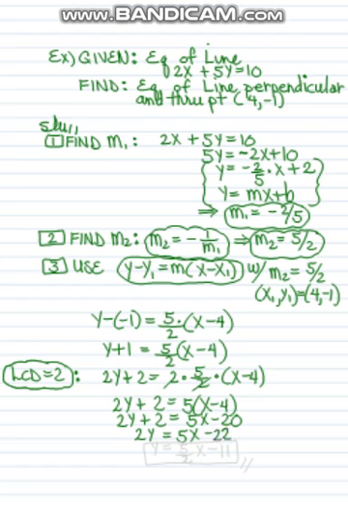Now divide each term by 2, the coefficient here of y. We get y equals positive 5/2 times x minus 22 divided by 2 gives us -11. And we are finished. That is our slope-intercept form of the perpendicular line.